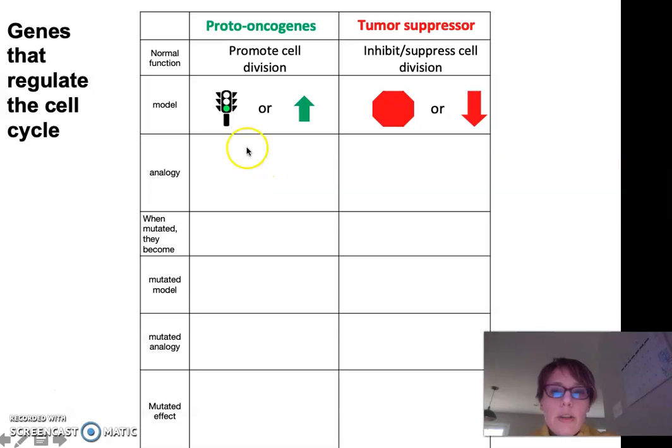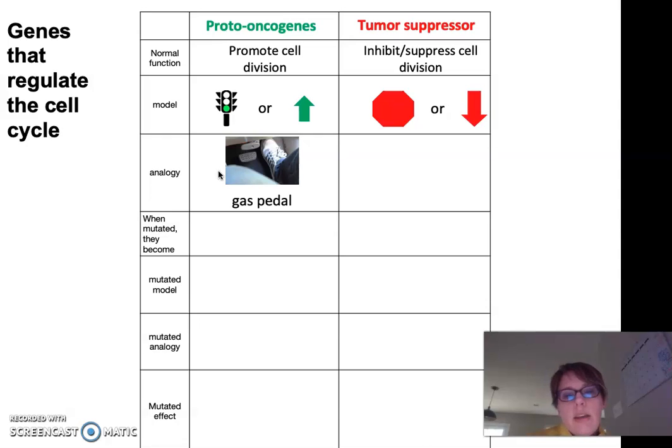I also like to use an analogy to help our brains understand what a proto-oncogene is. Just like your car knows how to stop and how to go, we can use that car analogy again for the cell cycle. You can think of proto-oncogenes as coding for proteins that are like the gas pedal or the accelerator in a car. The accelerator pedal is the one on the right. When you push your foot down on the accelerator, your car will go. It tells the cell, go ahead, move through cell division.